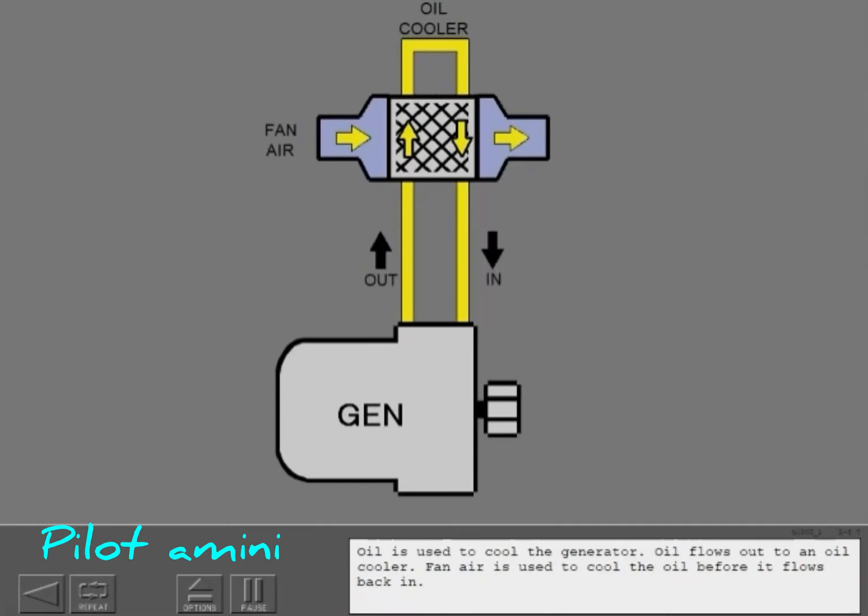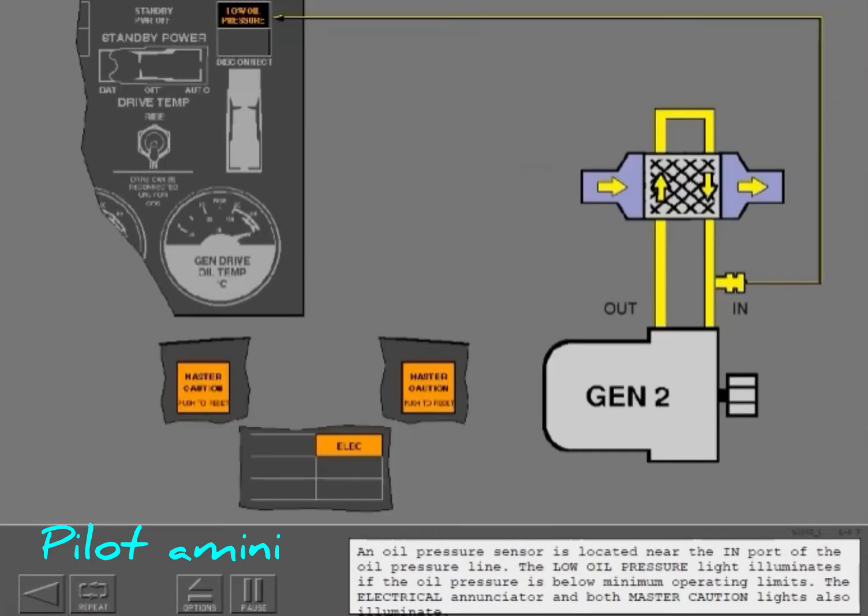Oil is used to cool the generator. Oil flows out to an oil cooler. Fan air is used to cool the oil before it flows back in. An oil pressure sensor is located near the in port of the oil pressure line. The low oil pressure light illuminates if the oil pressure is below minimum operating limits. The electrical annunciator and both master caution lights also illuminate.